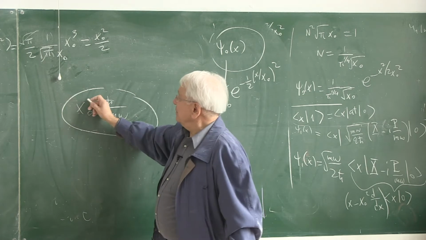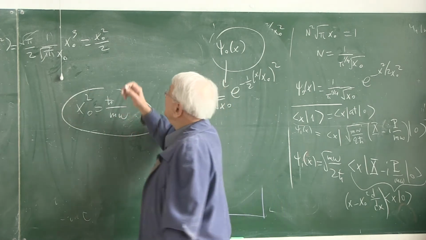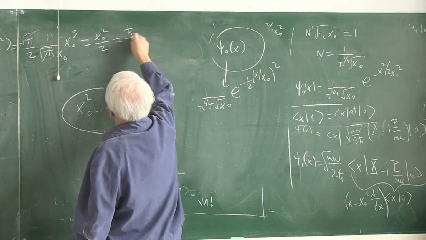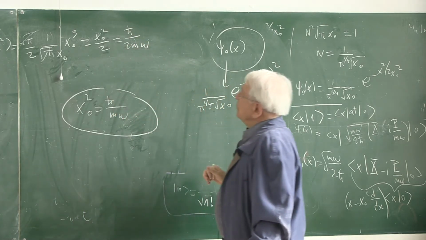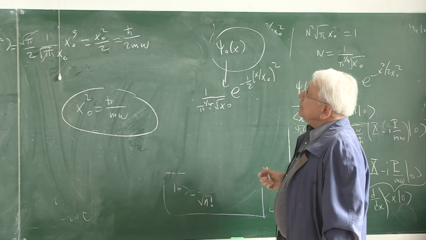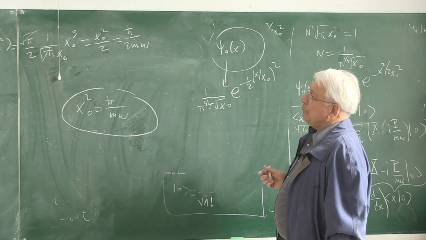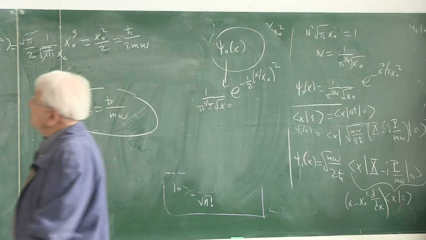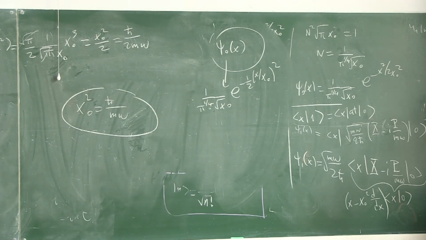Remember the definition here, it wasn't x, it was x0 squared. So it is h bar over 2m omega. Did I make a mistake? It looks as if. Where did we make the mistake? Let's check. X squared. N is, there's no problem with the N. And alpha was 1 over x0 squared. It should come out to be independent. No, it looks okay. I'm sorry.